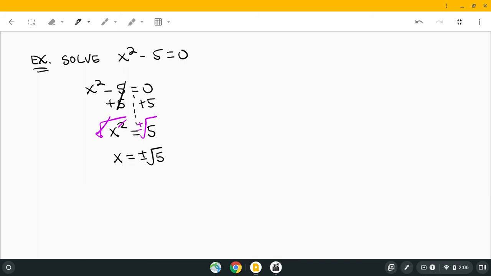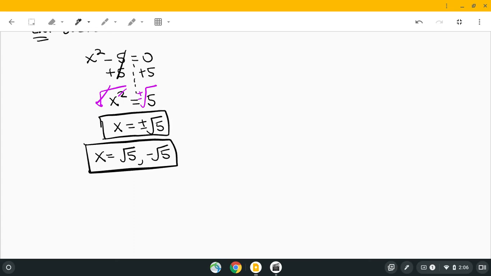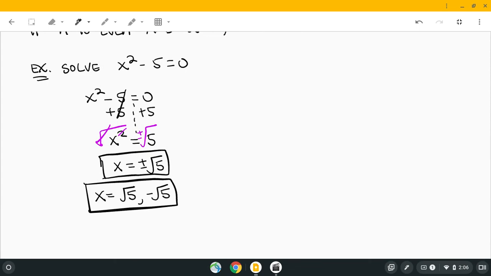And so if it asks you to write the answer separated by a comma, you can, because WebAssign is weird that way. So you can just say x equals square root of 5, and negative square root of 5. Either one is fine with me, but sometimes WebAssign likes their answers entered a certain way.